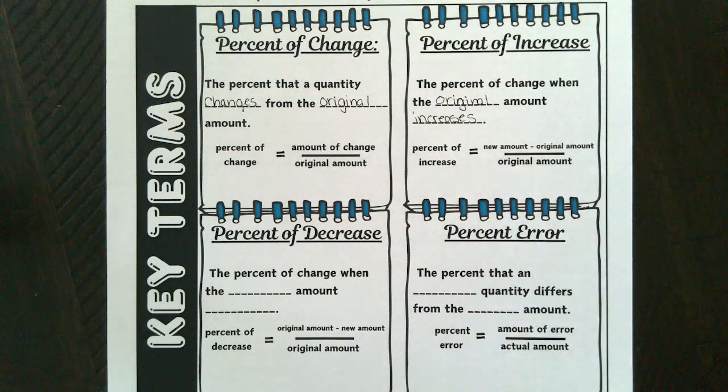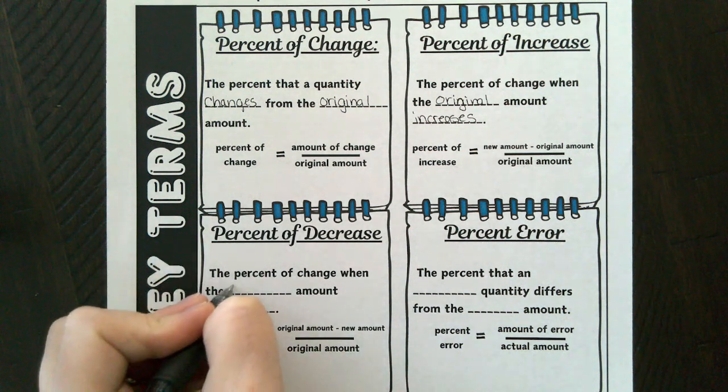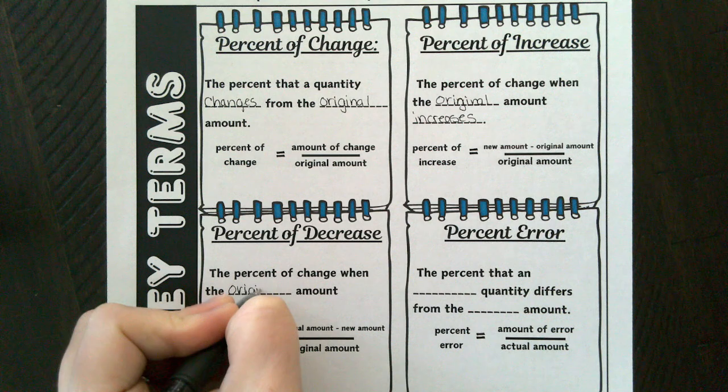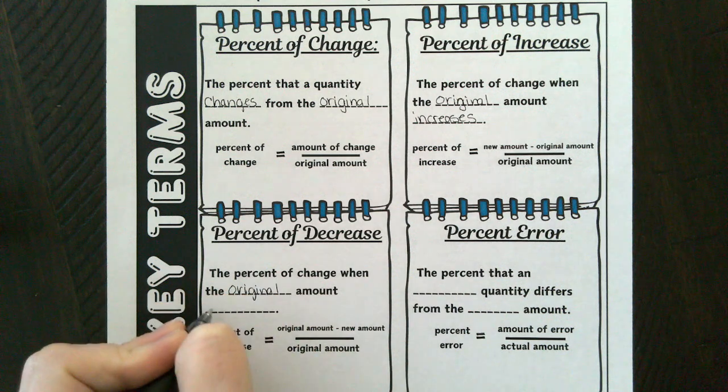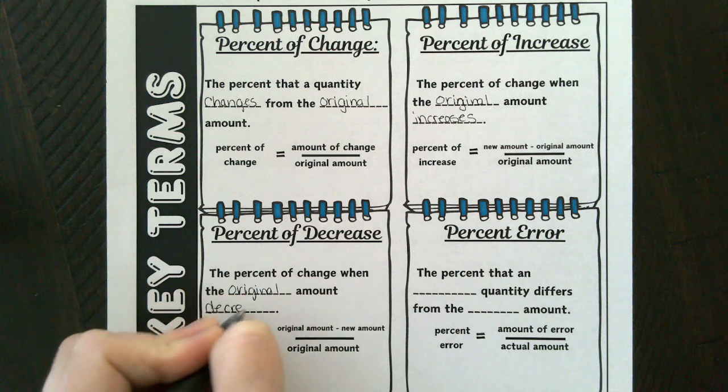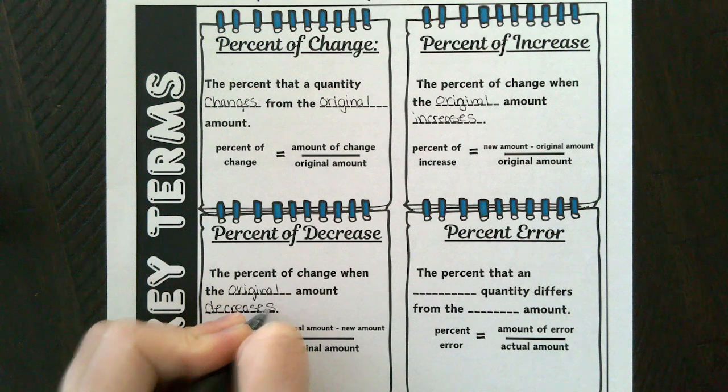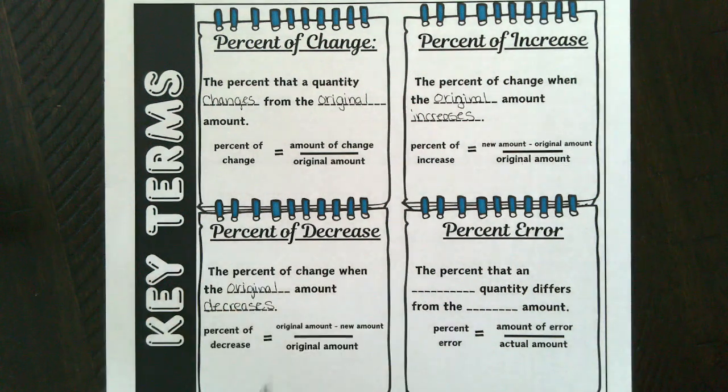So the percent of decrease is the percent of change when the original amount decreases. So again, we're going to take the larger number first. So we're going to take the original amount because this is a decrease, right? Decrease means it gets smaller. So we're going to take the original amount, subtract the new amount from it, and then divide all of that by the original amount. And then our last one is percent error.